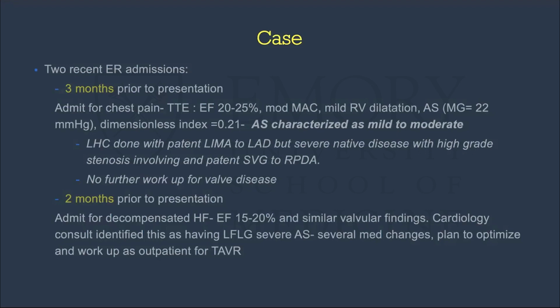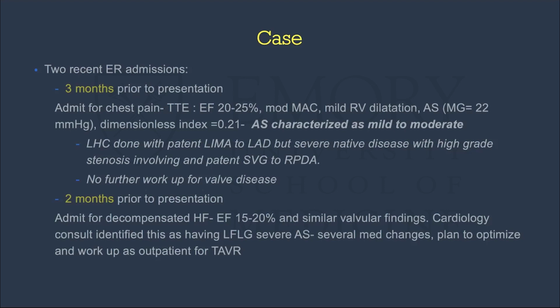There were two recent ER admissions before this presentation. 3 months ago, she presented to an outside hospital and was admitted for chest pain. She had a workup, including a TTE that showed her EF was 25%, and she had moderate MAC and mild RV dilatation. Her AS was diagnosed as mild to moderate AS with a gradient of 22 and a dimensionless index of 0.21.